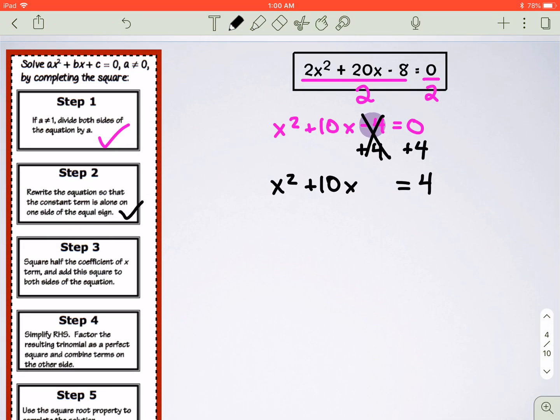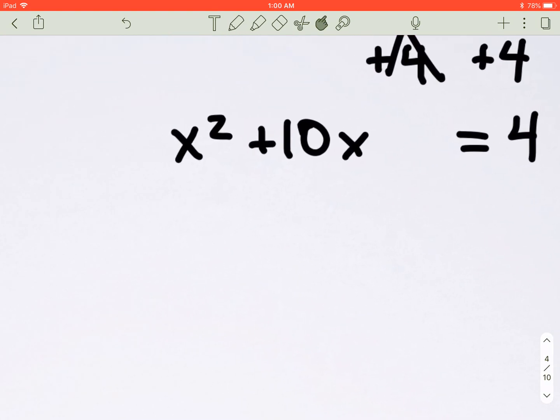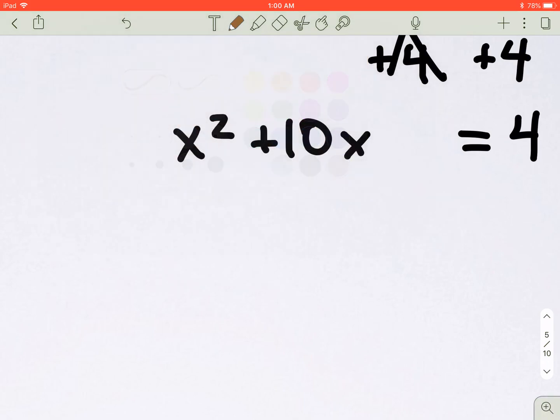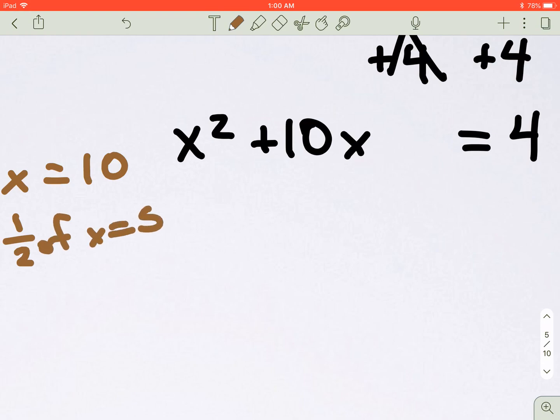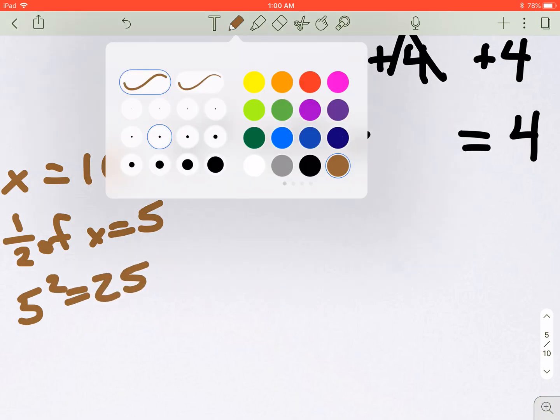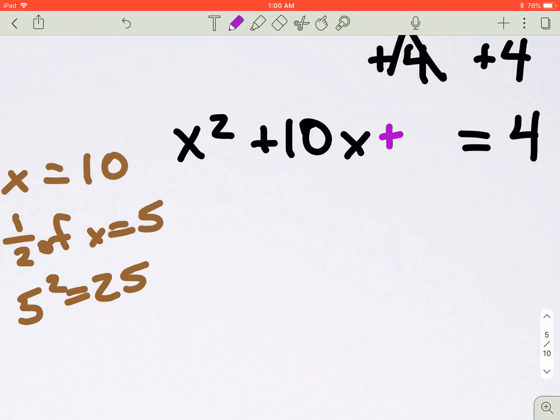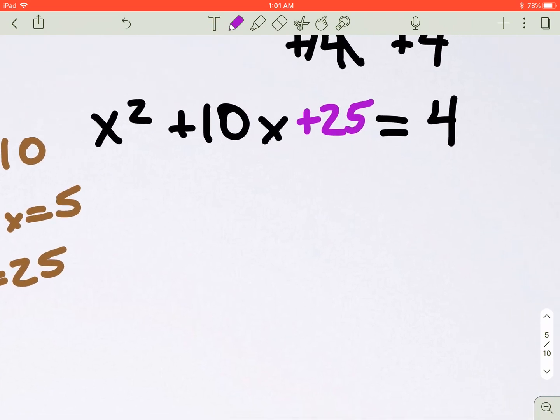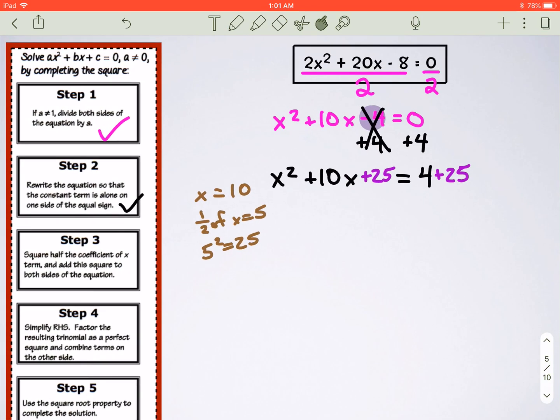Step 3 says square half the coefficient of x and then add this square to both sides of the equation. So if I zoom in again, my x term is 10. So 1/2 of 10 would equal 5, and 5 squared equals 25. So I'm going to add 25 to both sides of my equation. I do this in order to create a perfect square trinomial. So I am now done with step 3 of my problem.